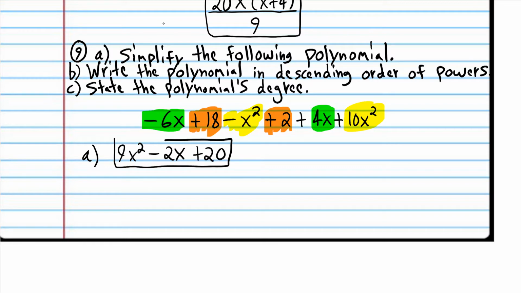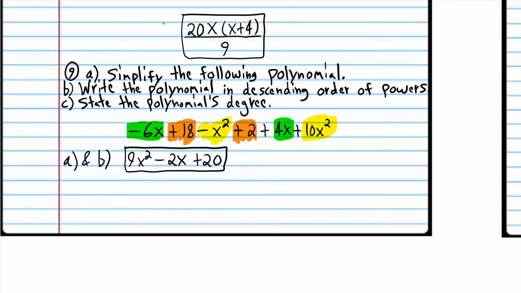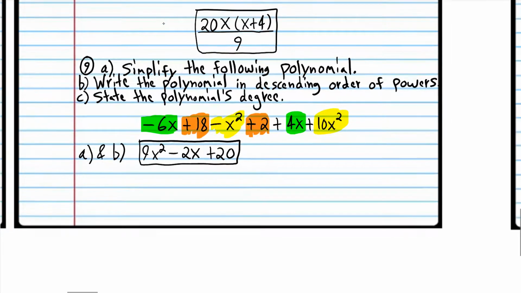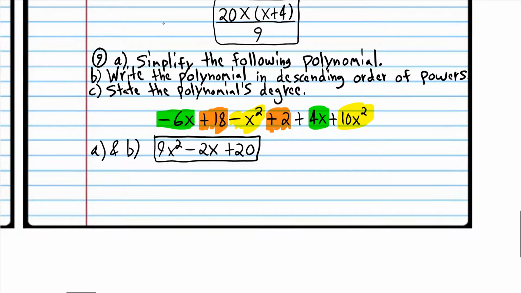So that was really, really easy. So that's both A and B. So maybe I should write A and B for that one, because we did two things. We wrote in descending order of powers, and we simplified the expression. So again, you always want to go back and double check, make sure you did everything correctly. Everything looks right, so now we're on to part C.